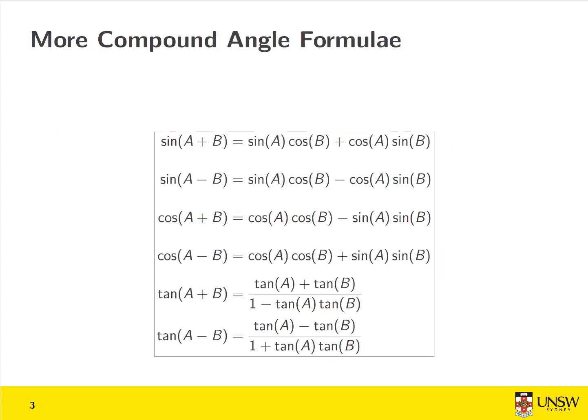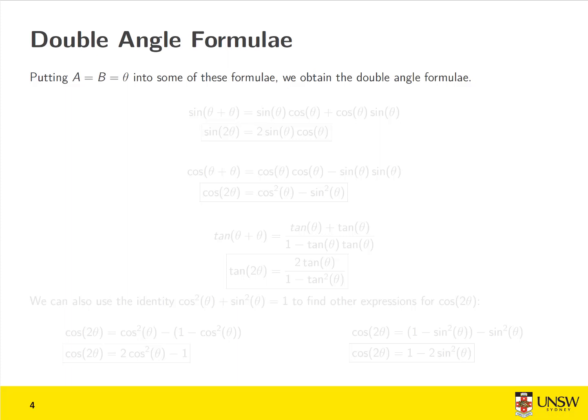Other compound angle formulae can be derived similarly. Here we have listed all 6 standard compound angle formulae. These identities should be memorized for use in certain kinds of questions. The double angle formulae are special cases of the compound angle formulae. These are found by equating A and B in the general formulae.